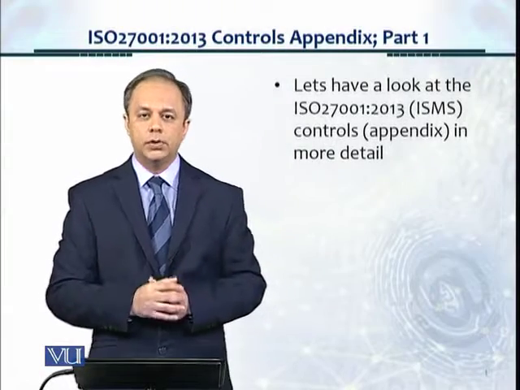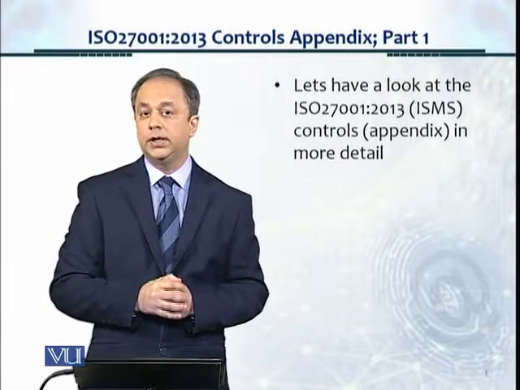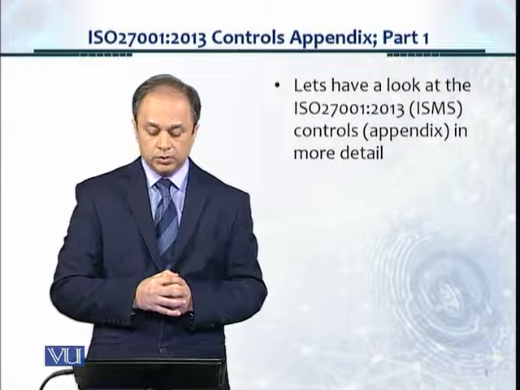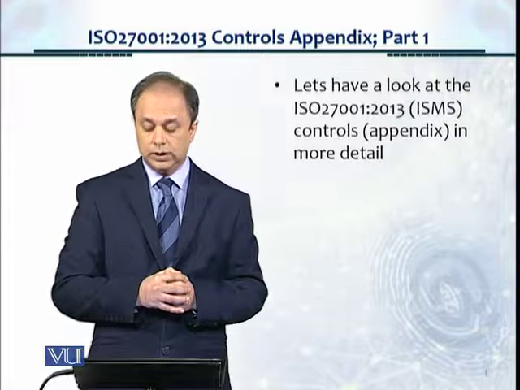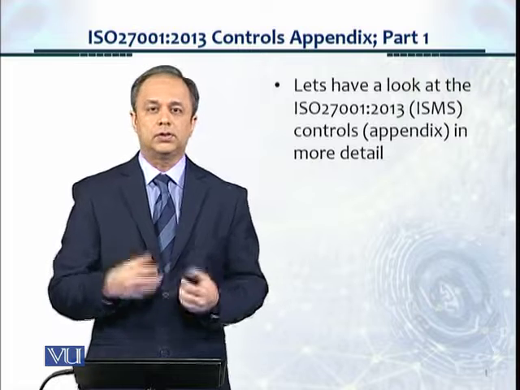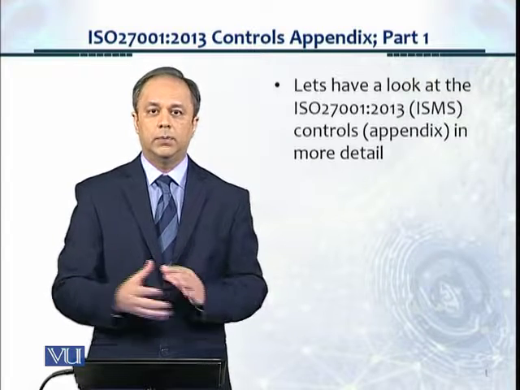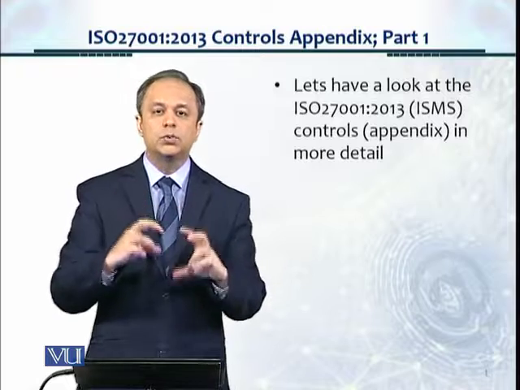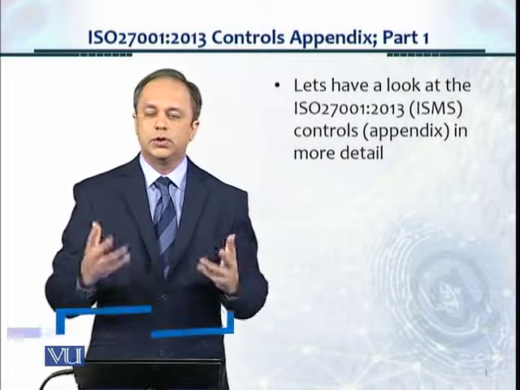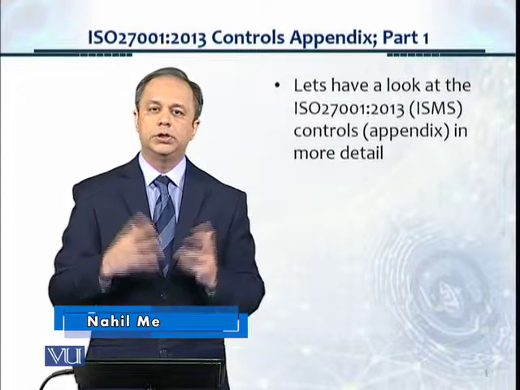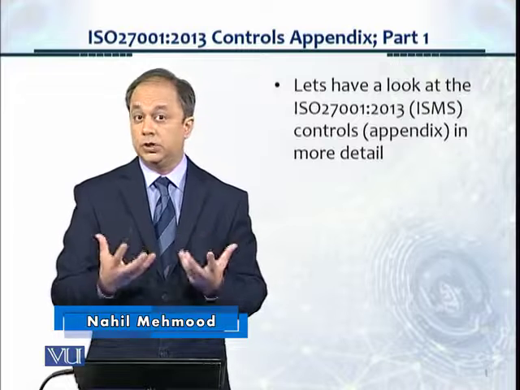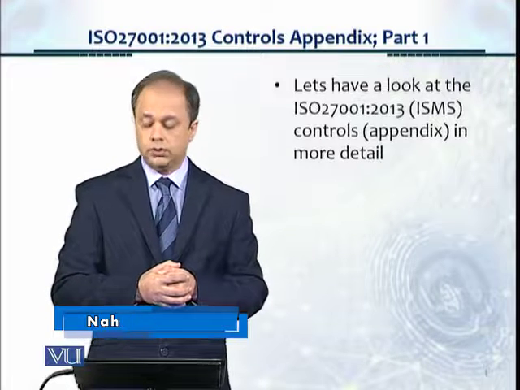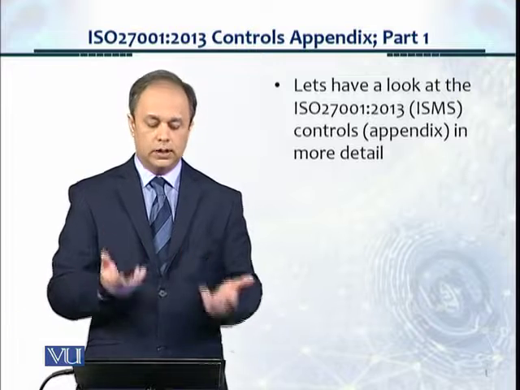Welcome. Now in this module, we're going to take a look at the meat of ISMS 27001, which is the ISO 27001-2013 Controls Appendix. This is part one of that, and we have many parts, and we'll look in detail at the Controls Appendix, which has the actual controls which all the security practitioners and all the auditors and all the consultants actually use. So let's have a look at the ISO 27001-2013 ISMS Controls Appendix in more detail.